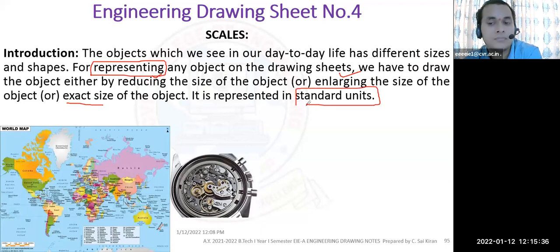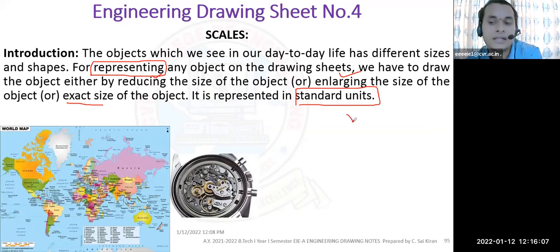Suppose I'm taking 1 kilometer. I'm taking the standard unit as meter. That meter only I have to convert in terms of meters. That meter I cannot convert into feet or inches, because meter is a metric unit, and feet and inches are British units, which we call imperial units. So that's the reason we don't compare. We have to take the standard unit.